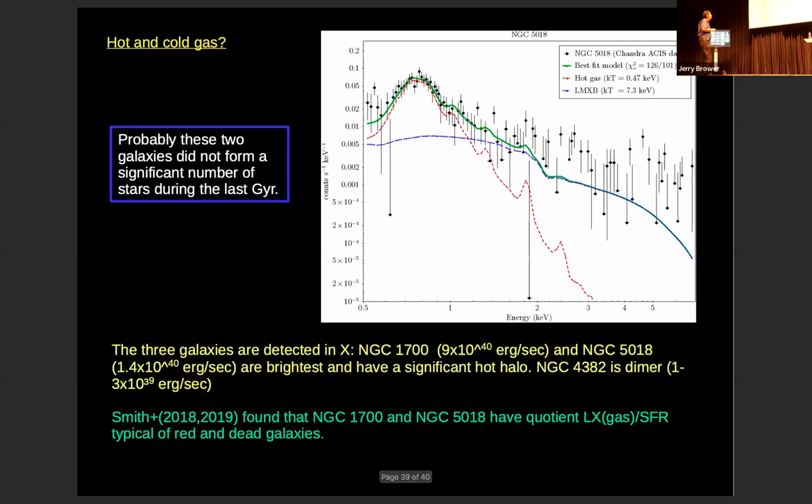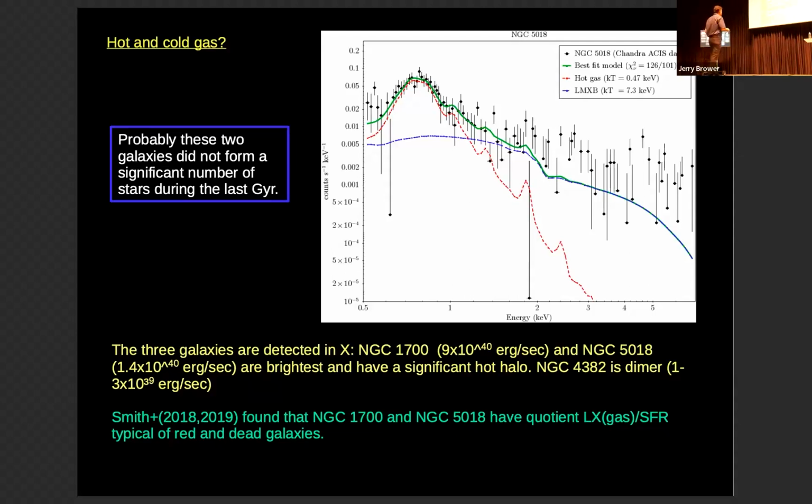The other galaxy, 5018, is the same. We detect the hot halo here. So the 3 galaxies are detected in X-ray. The dimmest is the first one, 4382, but all have some hot halo.